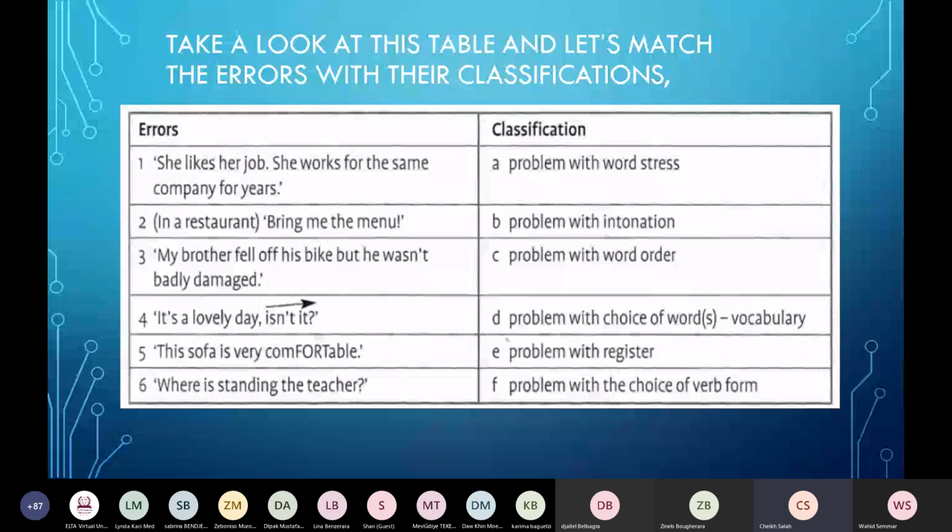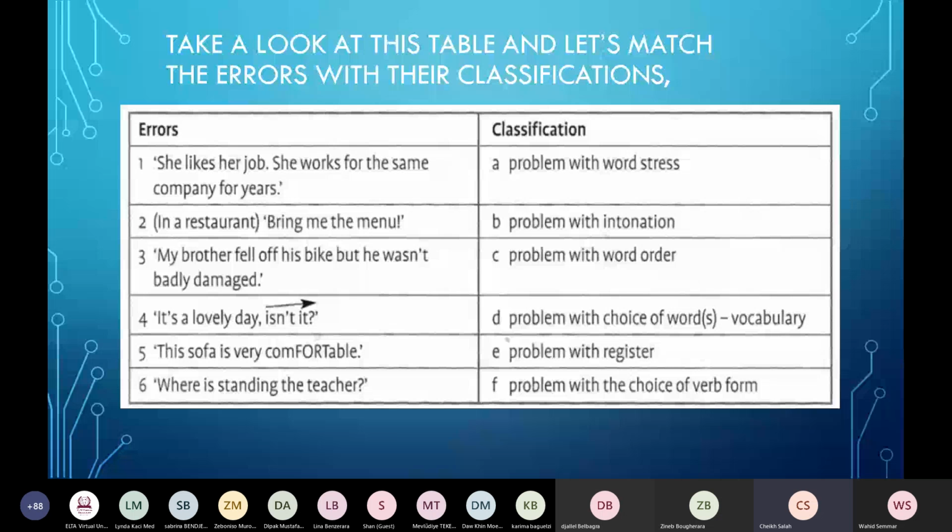Okay. So as I said, in our table we have errors on one side and classifications on the other. Classifications mean we are talking about the different types of errors we have, whether they are related to word stress, intonation, word order, the choice of words, vocabulary, register, or problems with the verbs we choose. So what do you think, which classification goes with which error? Let's start with the first one.